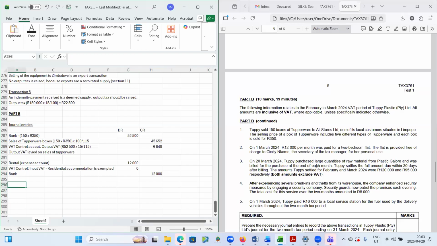Then let's go on to Tupperware, which purchased large quantities of raw material from Plastic Galore and was billed for a purchase at the end of each month. TAPI settles the full amount due within 30 days after billing. The amounts TAPI settled for February and March were 120,000 and 95,000 respectively. Both amounts exclude VAT.